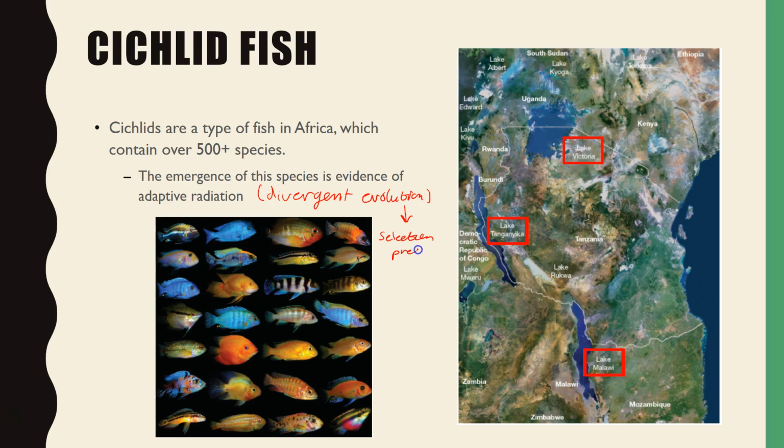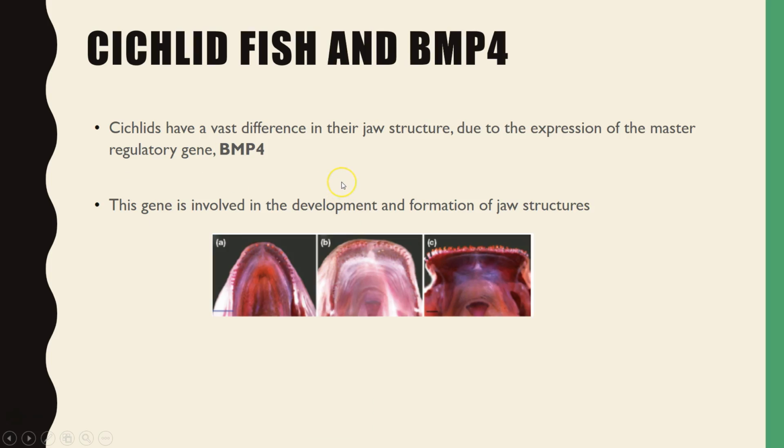You can see here in the diagram on the right, there are various different locations in which those fish exist, all different lakes, and in those lakes there are different selection pressures, which has resulted in a vast array of particular species, known as adaptive radiation. Specifically, with cichlids, they have expression of the master regulatory gene BMP4. They have differences in their jaw structure, which is a result of the regulatory gene being expressed.